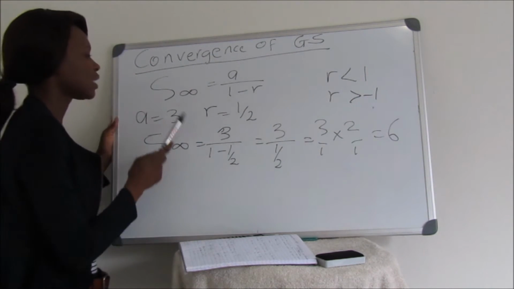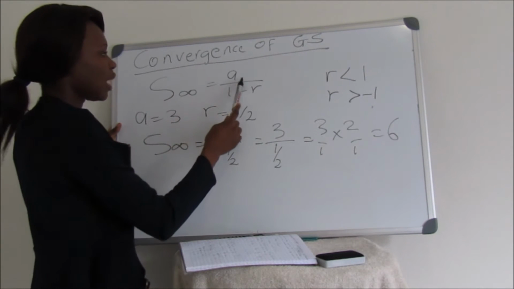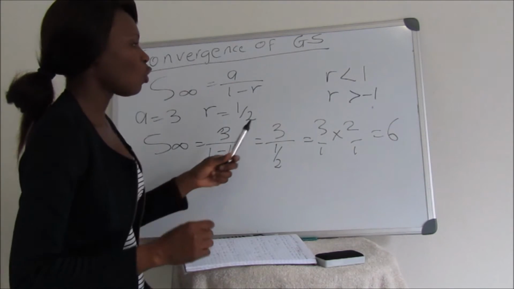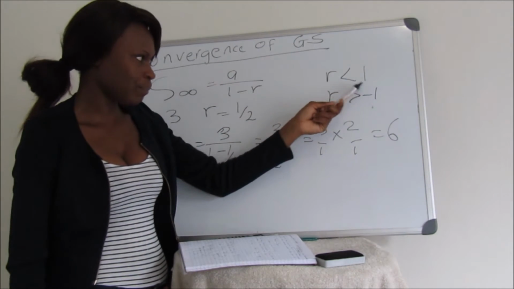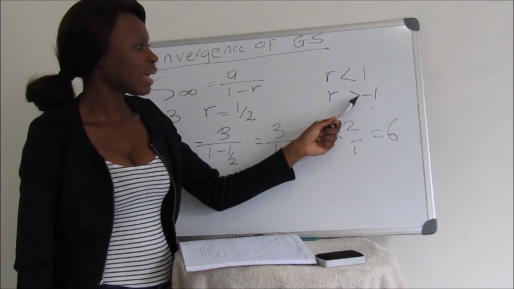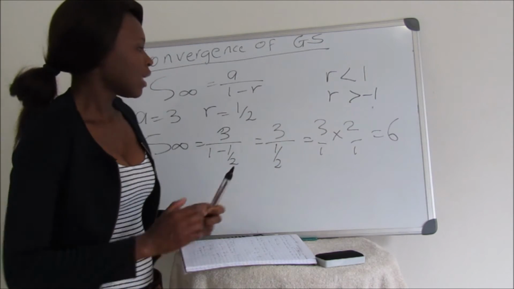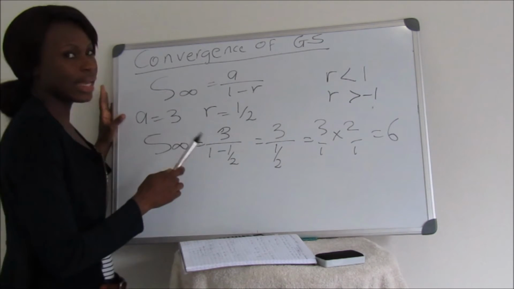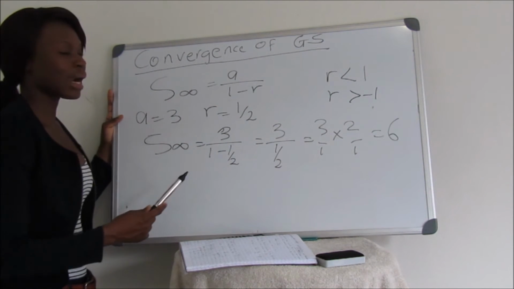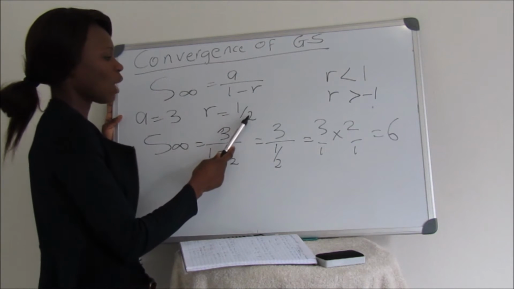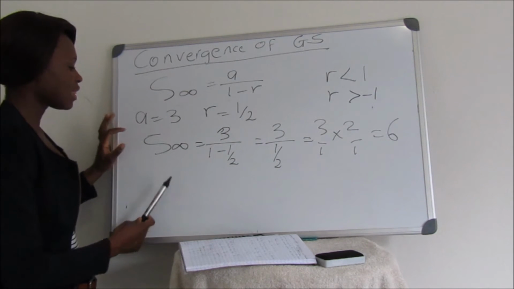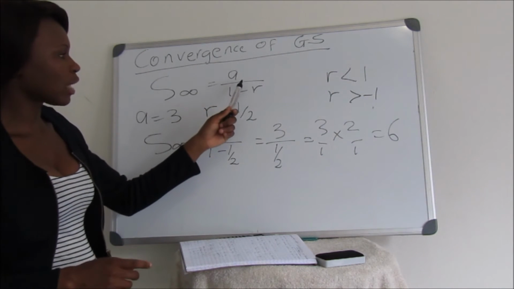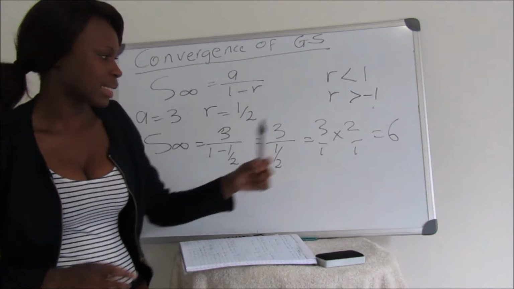Remember, our equation is sum of infinity equals A divided by 1 minus R, where our R should always be less than 1 and greater than -1. Then our A, we are given in the question, A is equal to 3 and our R, our common ratio, is equal to 1/2. To find the sum of infinity, we just substitute A and R into the equation and we got 6.